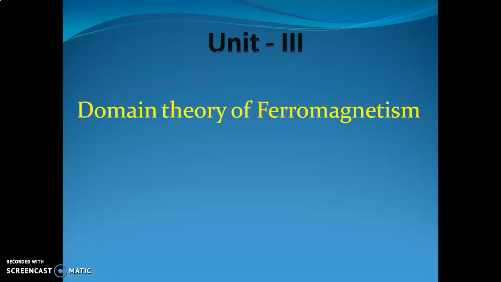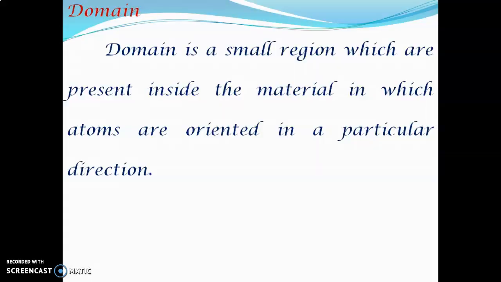Now we'll see the domain theory of ferromagnetic material. Ferromagnetic material is a good type of material, that means it will allow the magnetic field lines inside it. Example, nickel, iron. Before going into this, we should know about the domain. What is a domain? Domains are the small regions present inside the ferromagnetic material in which the magnetic moments are oriented in a particular direction.